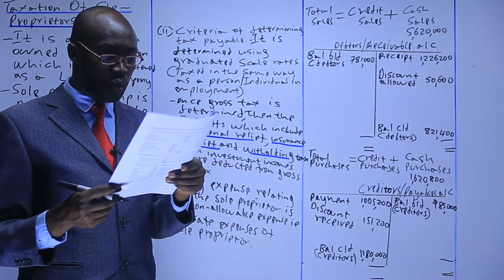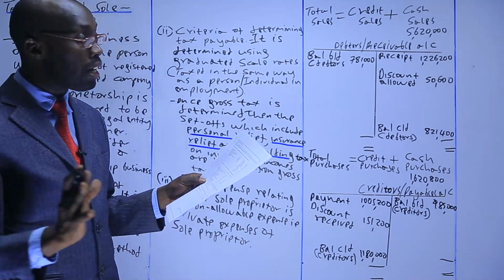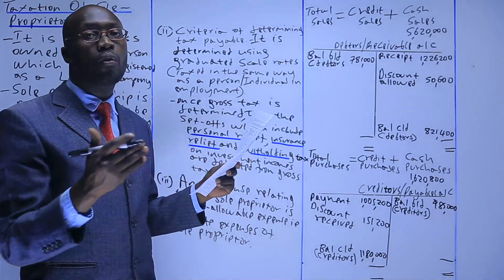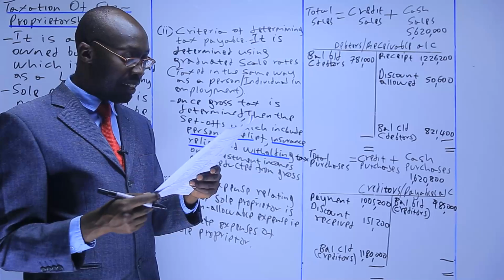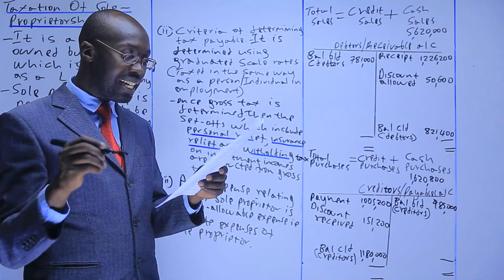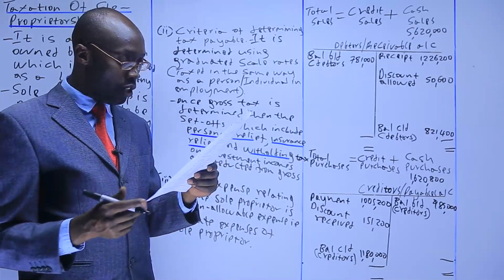Number 2. During the year, she took goods for free from the business worth 100,000 for her own use. That does not affect any one of this. She just took goods from the business for her own use. Doesn't affect. Then number 3, depreciation was sustained as follows. Depreciation does not affect any one of this one. We go to number 4.